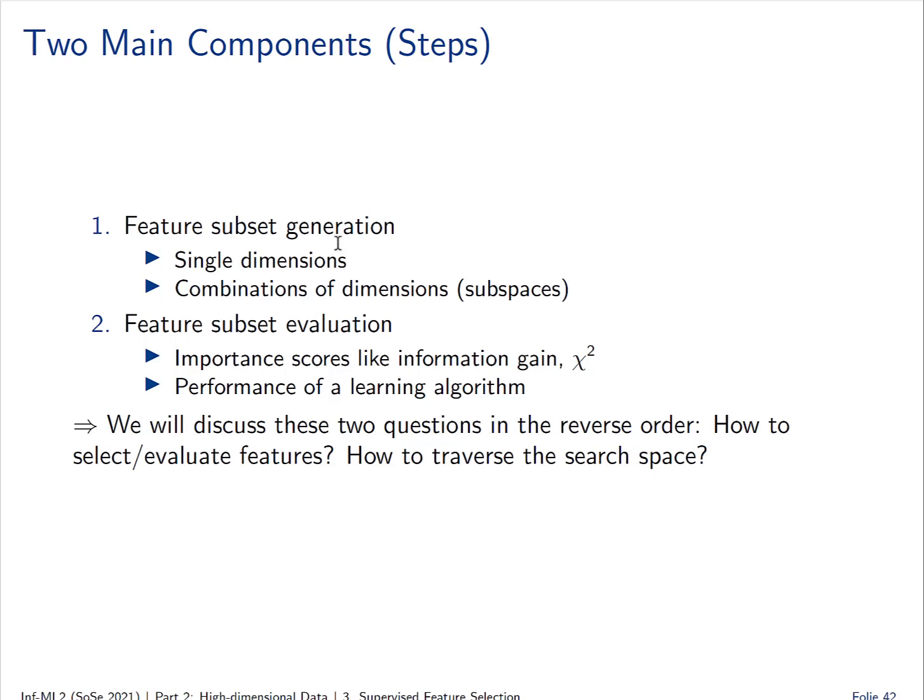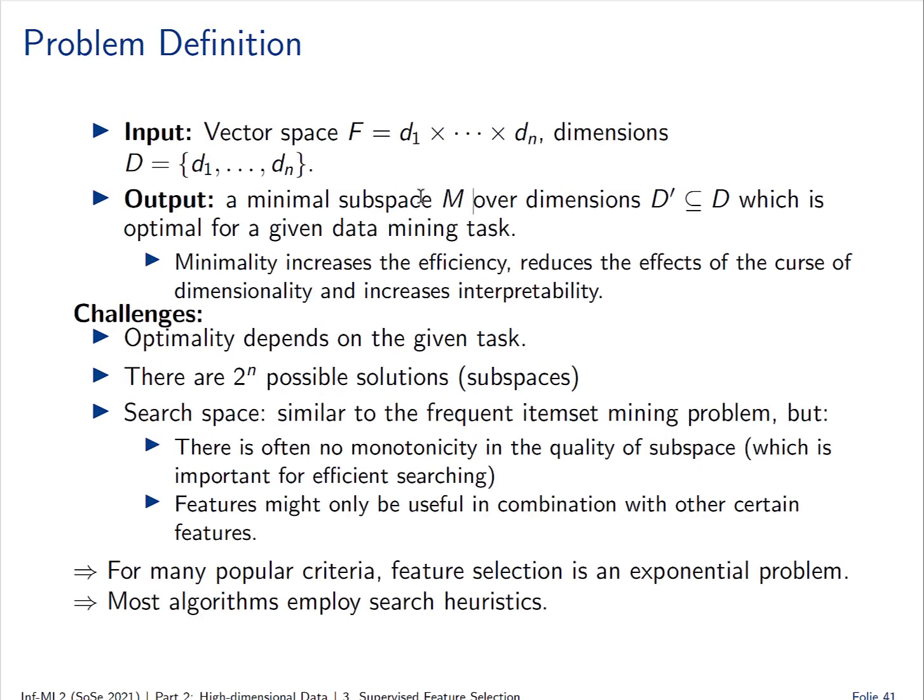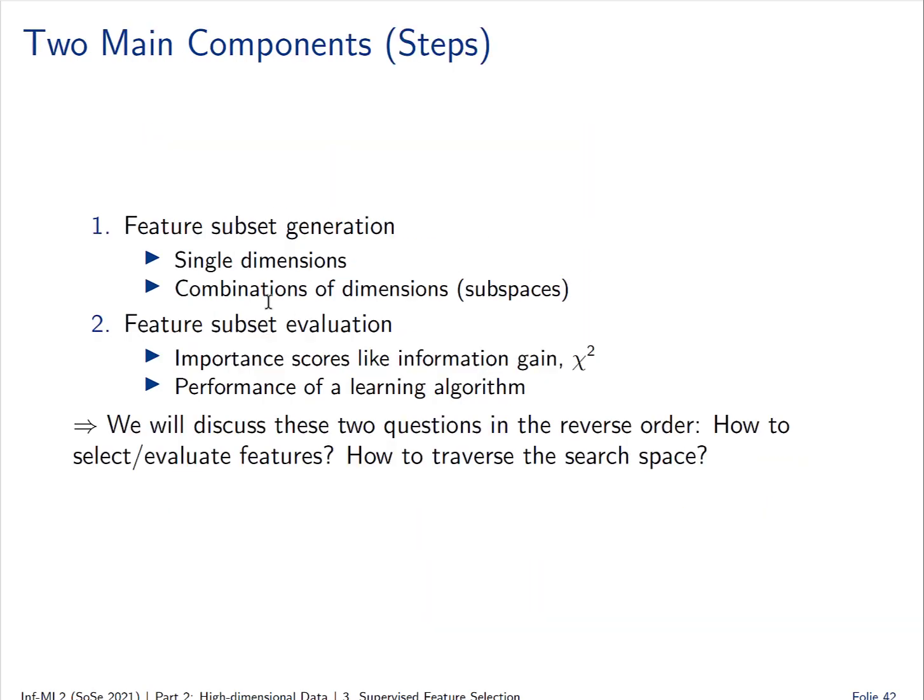So that is the candidate generation, and then of course we have to evaluate the candidates, because we want not just some subspace, but the minimal one that is optimal for a given task. So we have to evaluate those candidates that we generate in the first step, and that is the second step: feature subset evaluation, candidate subset or subspace evaluation.